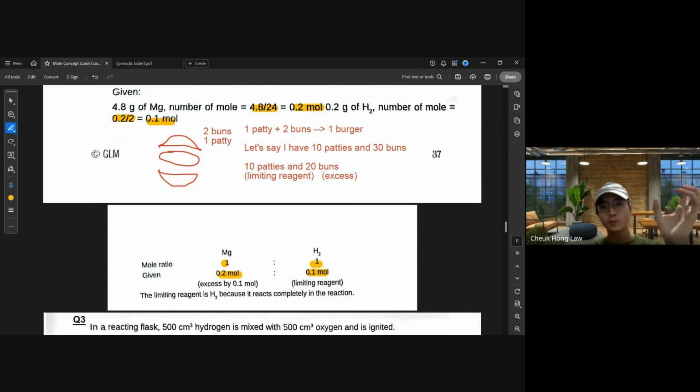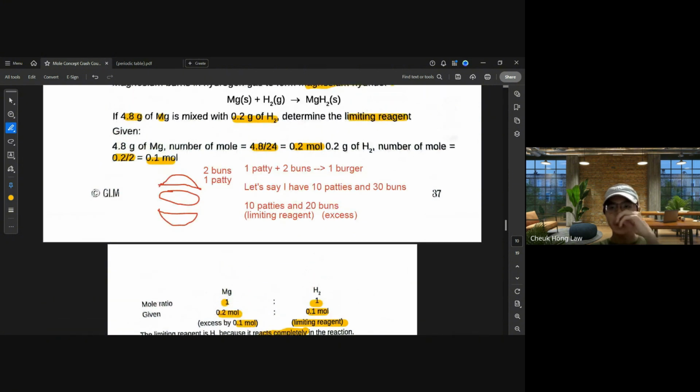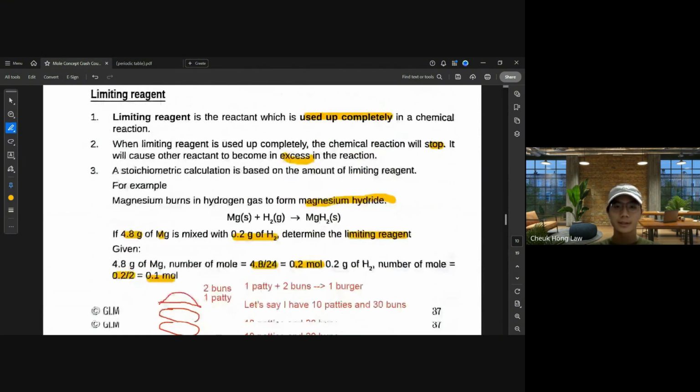So if I use 0.2 moles of magnesium and 0.1 mole of hydrogen, and I react them together, I will have 0.1 mole of magnesium in excess, because the mole ratio is 1 to 1. So 0.1 mole of hydrogen will react with 0.1 mole of magnesium. Therefore, for magnesium, I will have excess remaining. But hydrogen is completely used up, so hydrogen is the limiting reagent. Your final sentence is: hydrogen is the limiting reagent because it reacts completely in the reaction. Keyword: reacts completely. That is what a limiting reagent is.